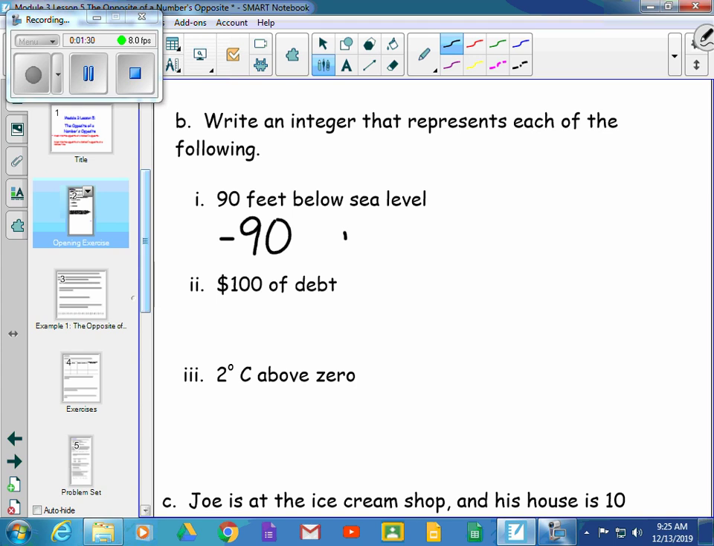The next one, $100 of debt. Debt means you owe some people some money. So therefore, you have less than 0. That would be a negative integer as well. A -100 would represent that situation.